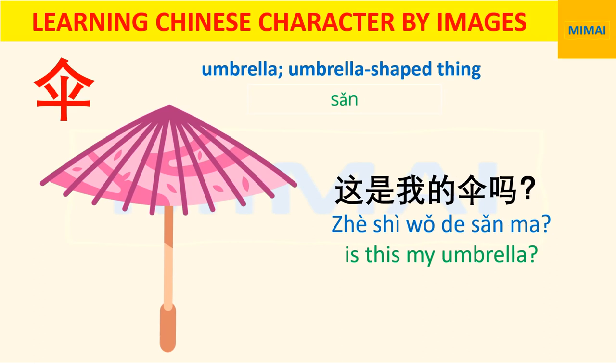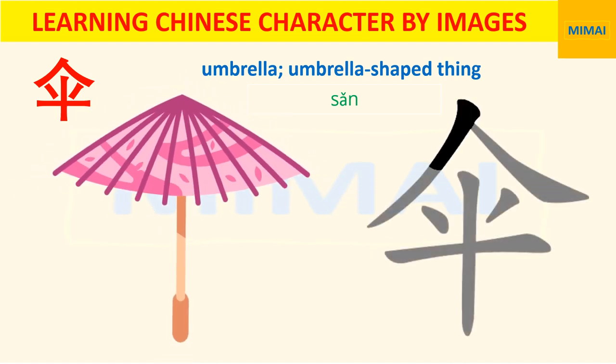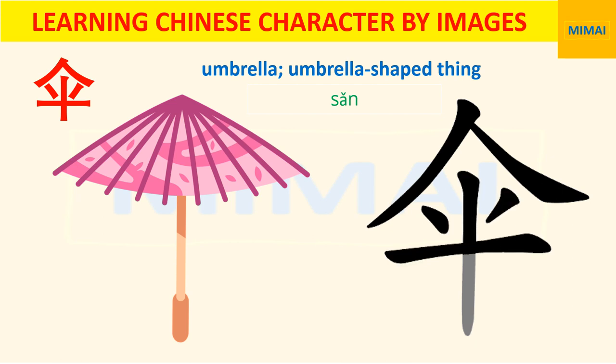It is drawn with the shape of the top, the frame and the shaft of the umbrella. Here is an example for this word. Is this my umbrella? 这是我的伞吗? To remember this word, listen and write after that. Umbrella, umbrella-shaped thing. 伞.